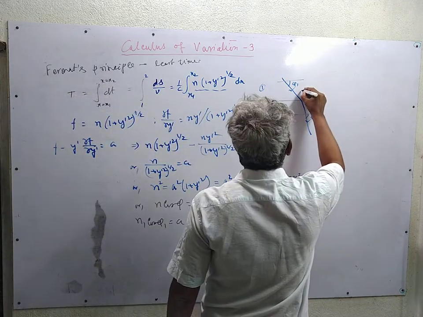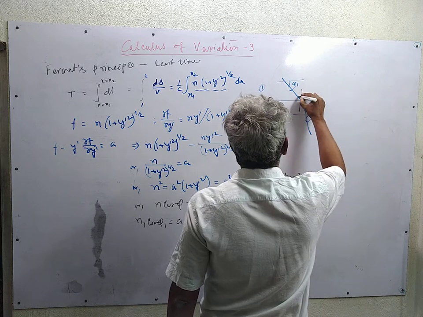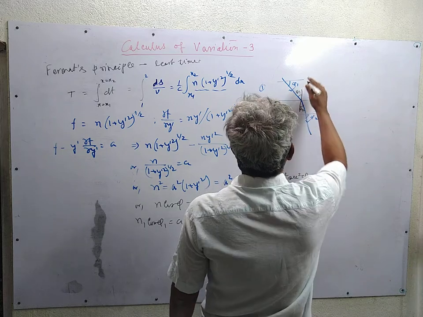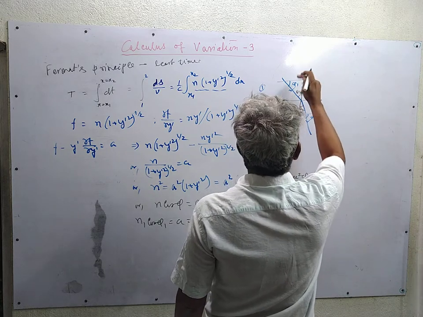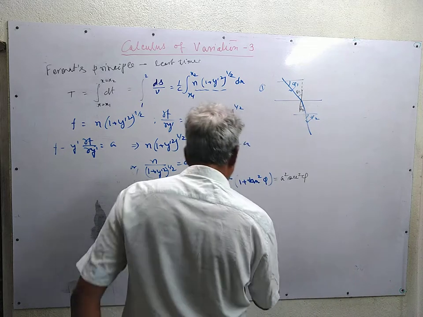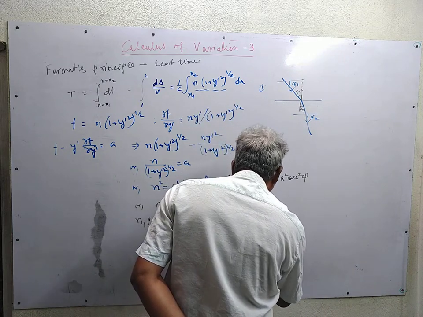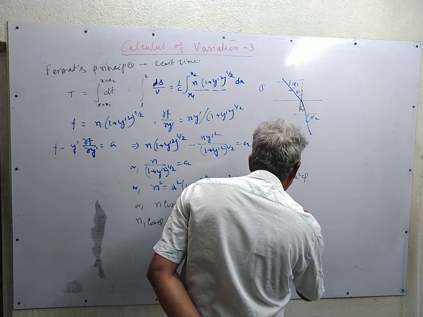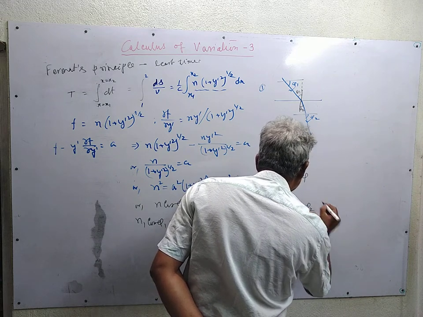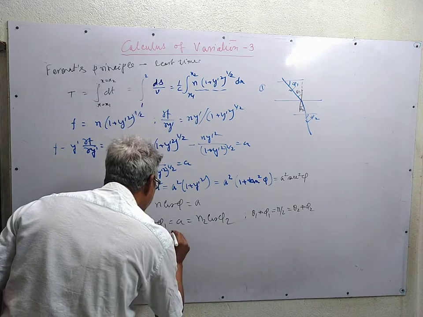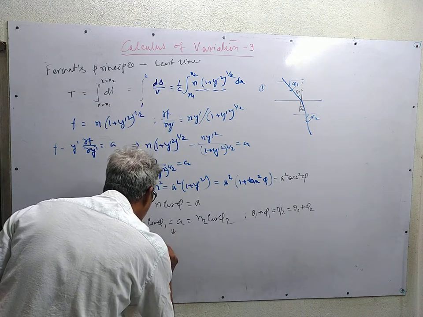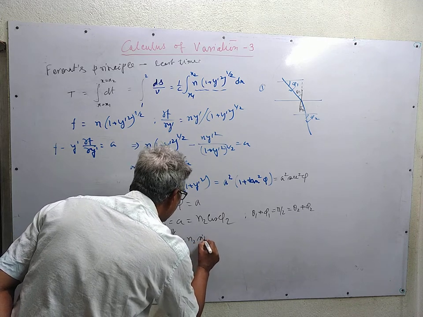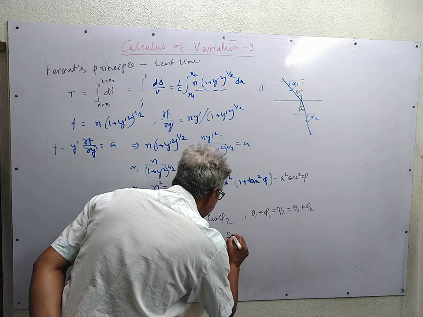In geometrical optics, we generally use the angle of incidence theta 1 and the angle of refraction theta 2. We see that theta 1 plus phi 1 is pi by 2, equal to theta 2 plus phi 2. So this equation simply becomes, in terms of theta, n1 sine theta 1 equal to n2 sine theta 2, Snell's law.